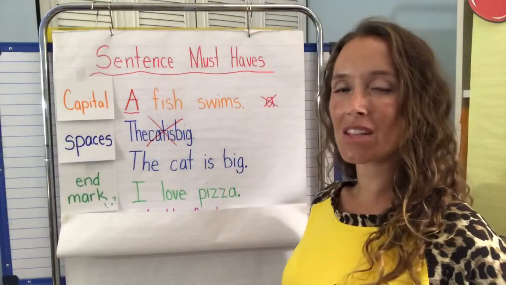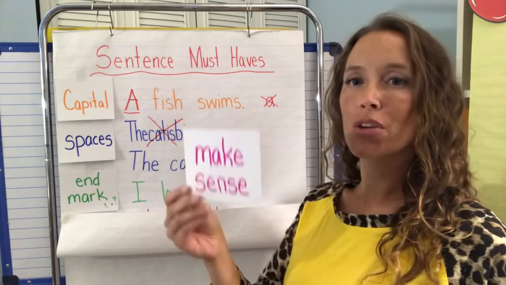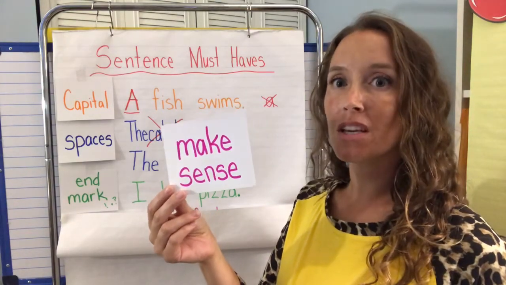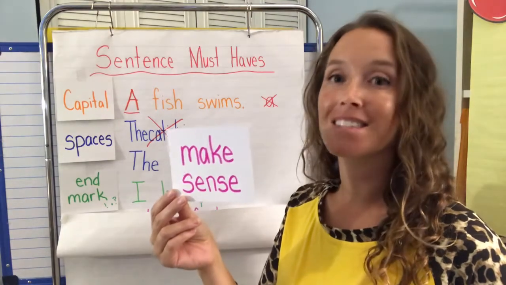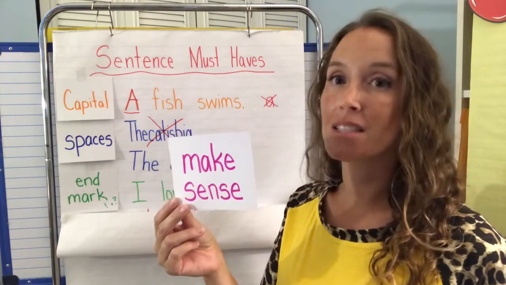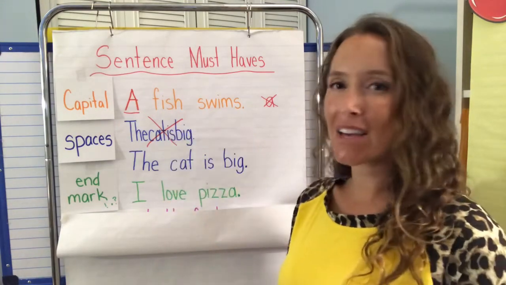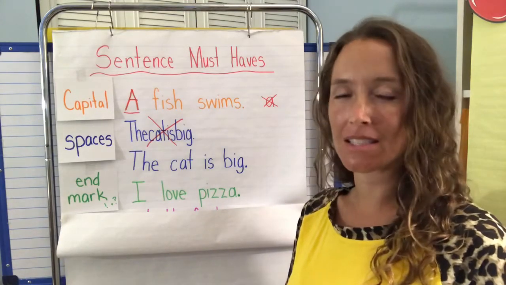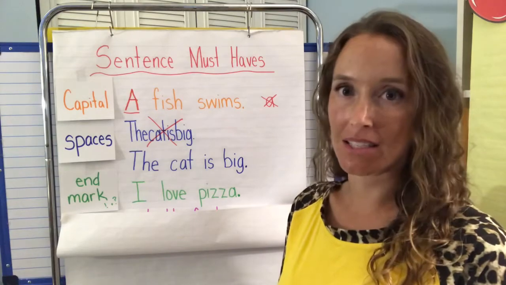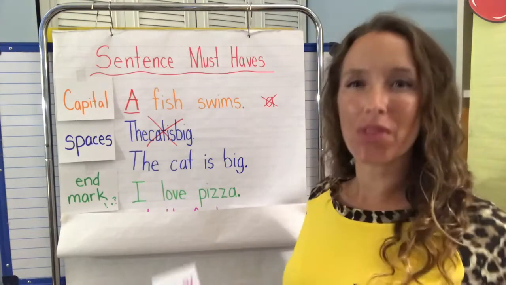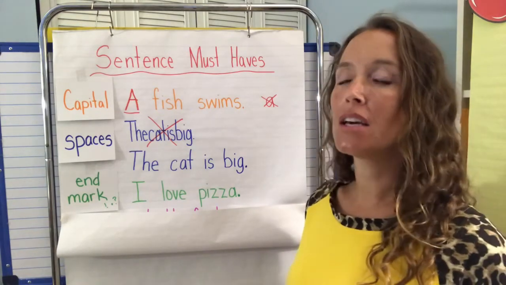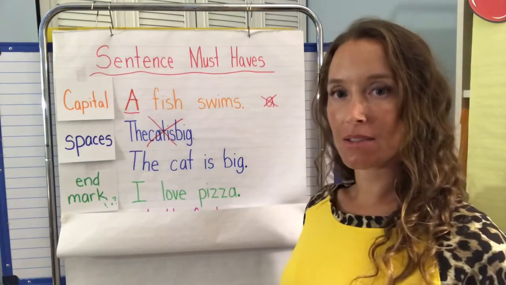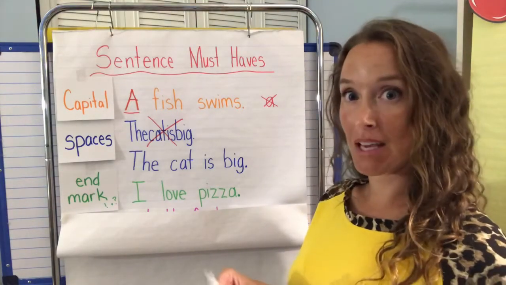Okay, now we have our last sentence must have. Your sentence must make sense. Boys and girls, if your sentence does not make sense, it is not a sentence. A sentence must make sense. I could say, the cat. That's not a sentence. It's an animal, but not a sentence. I have to tell you about the cat, what the cat's doing, what the cat looks like to make it a sentence. Okay, so our sentences must make sense.